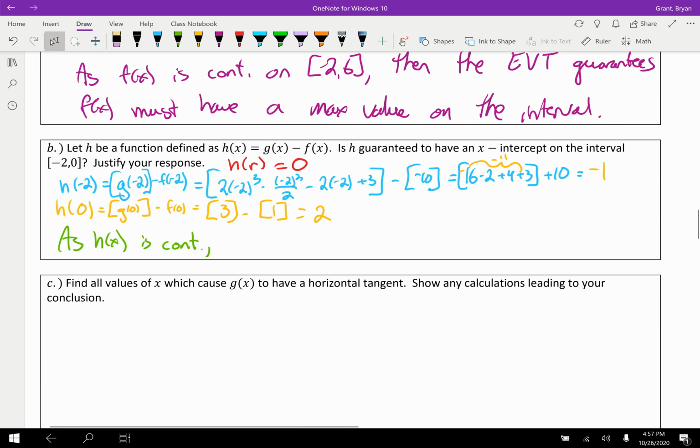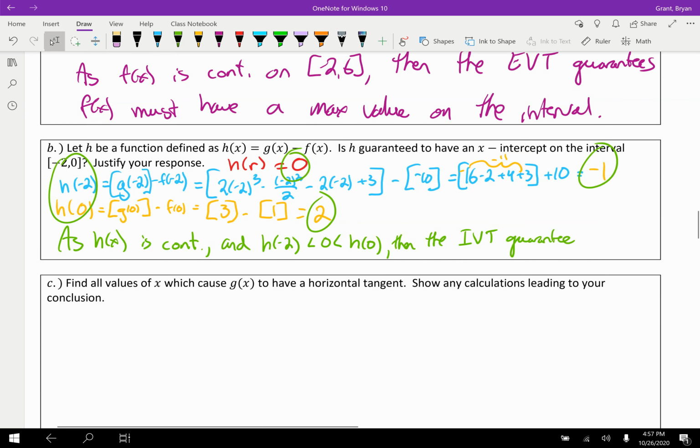So either way, as h of x is continuous, and, well, what else had to happen? These guys had to happen. And I always like to use the endpoints over here. So, h of negative 2 is less than 0, which is less than h of 0, right? Then the IVT guarantees, and then we just have the writing. There will be an x-intercept on negative 2 to 0. Great.